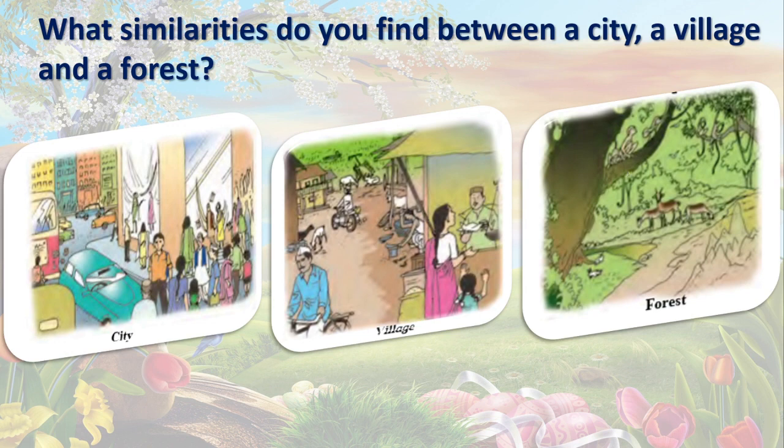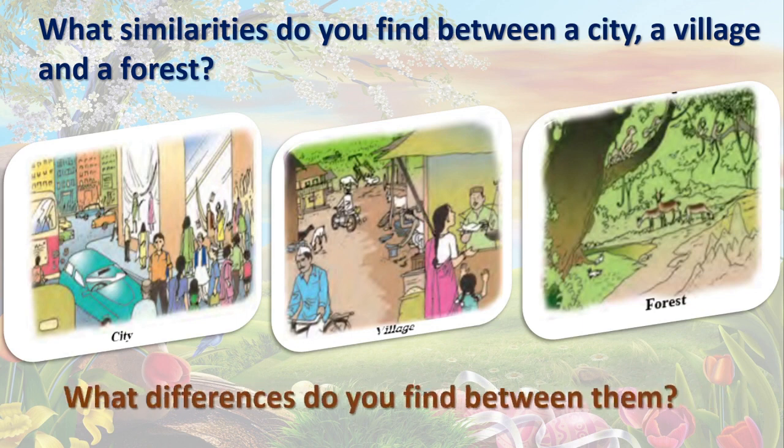Means the similarities between these three pictures, that is a city, a village and a forest, is nothing but the living beings, they are fulfilling their basic needs. Isn't it? The ways are different, but the cause or the reason is same. Correct? Okay. Now, one more question belongs to these pictures, that is, what differences do you find between them?